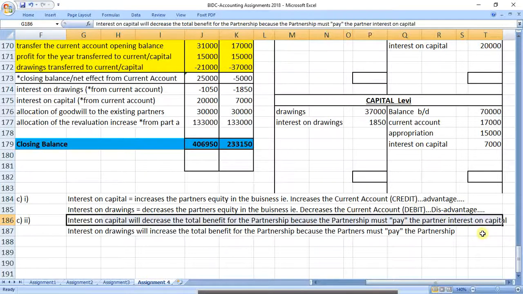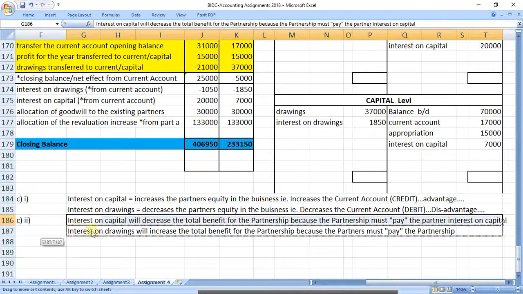Yeah, just change the word partnership to partners. Pay the partners. Yeah, the partners. Interest on capital. Yes. Okay, because that's what's happening. The partnership pays it to the partners. And then the other one is the opposite.